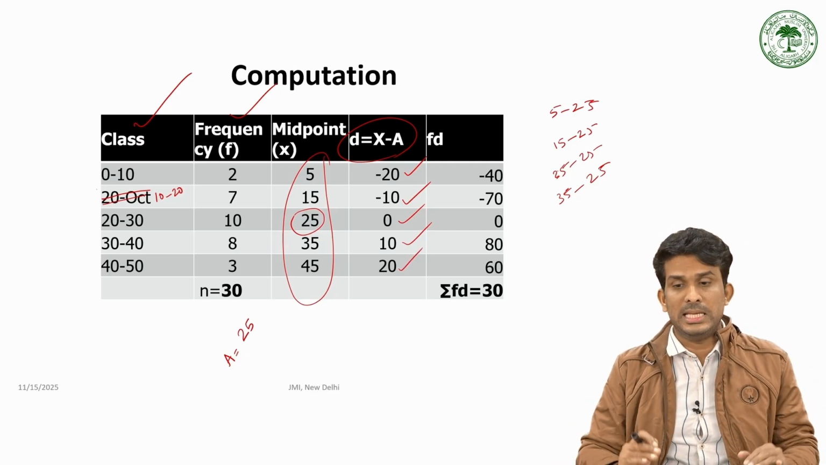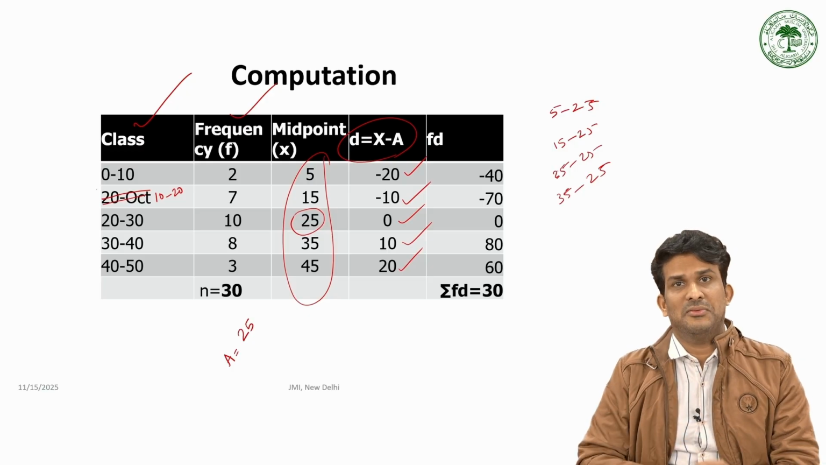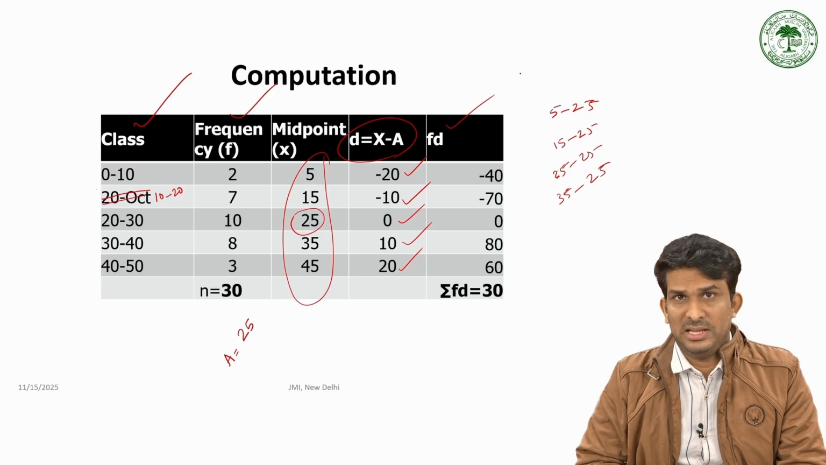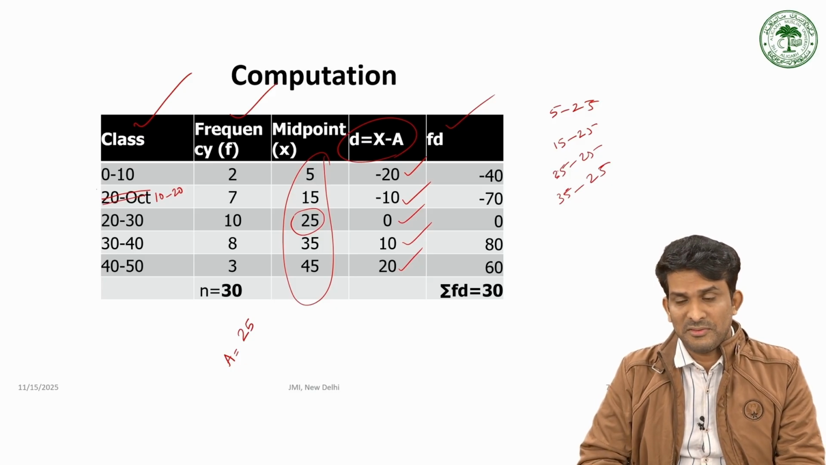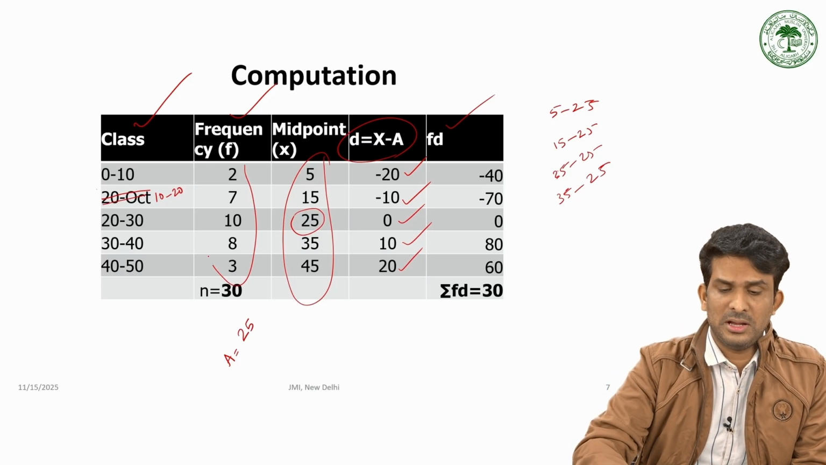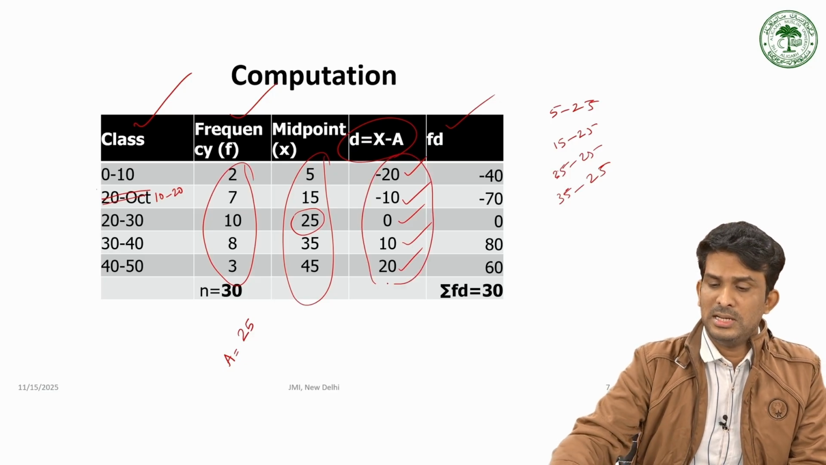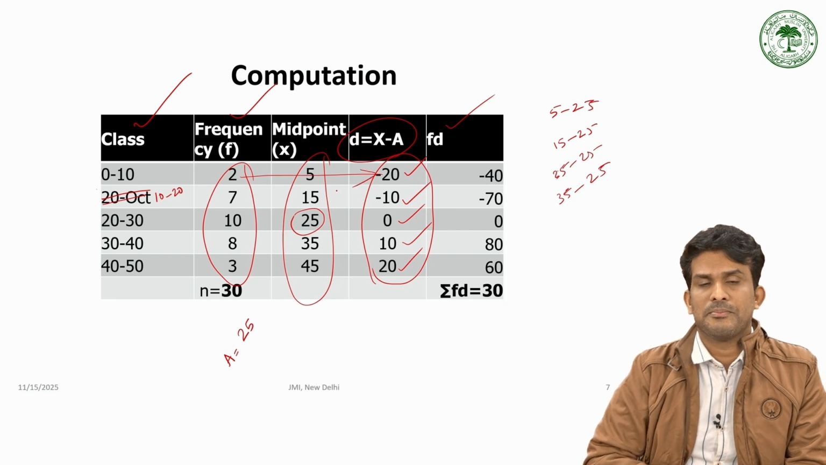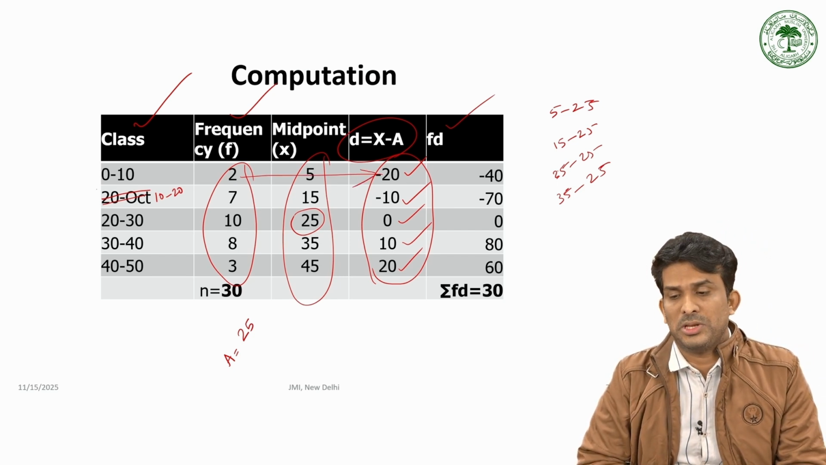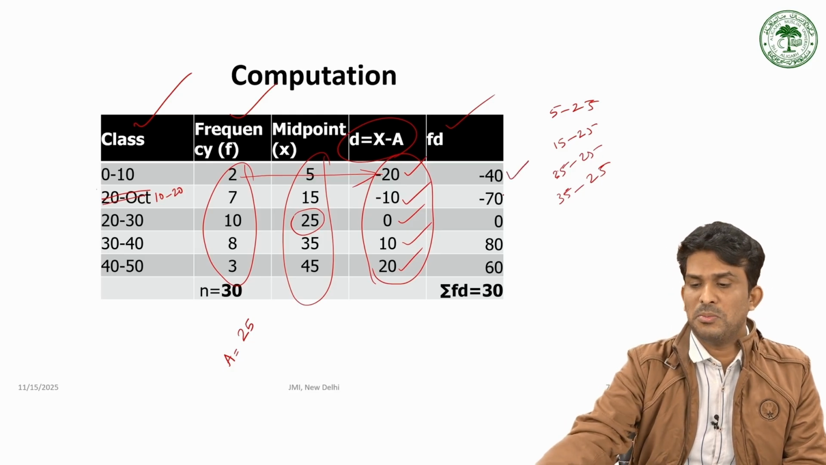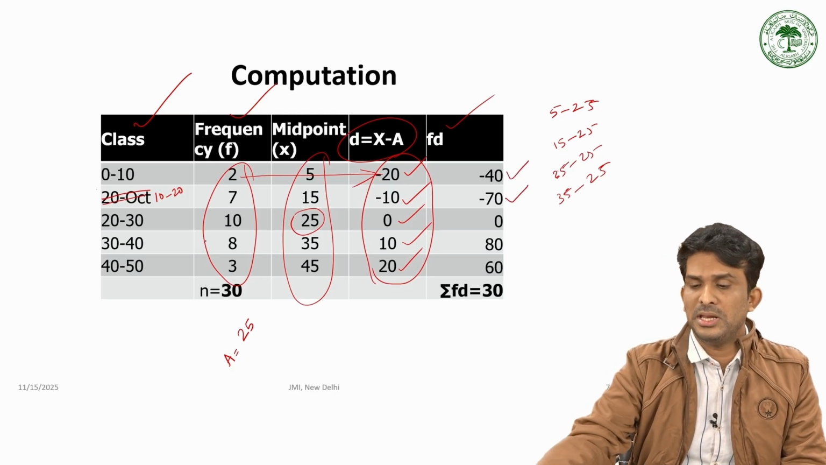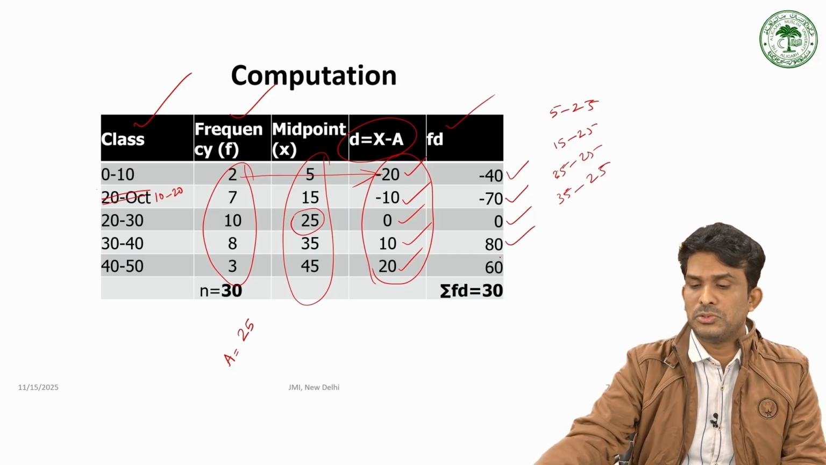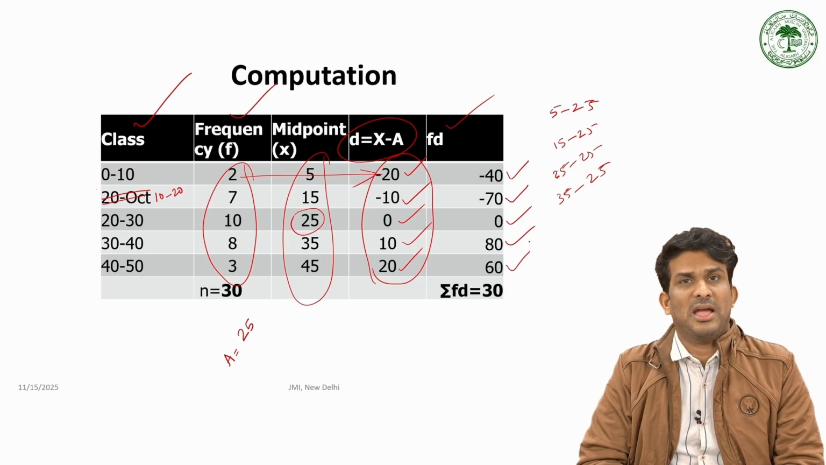So, I got D. Once F and D are given, what we can do? We can go for F into D, FD. What is FD? F into D. F is given here. These are D's, we got it. Corresponding F to be multiplied with D. 2 into minus 20, minus 40, 7 into minus 10, minus 70, 10 into 0, 0 again, 8 into 10, 80, 3 into 20, 60. I got all the FD values.